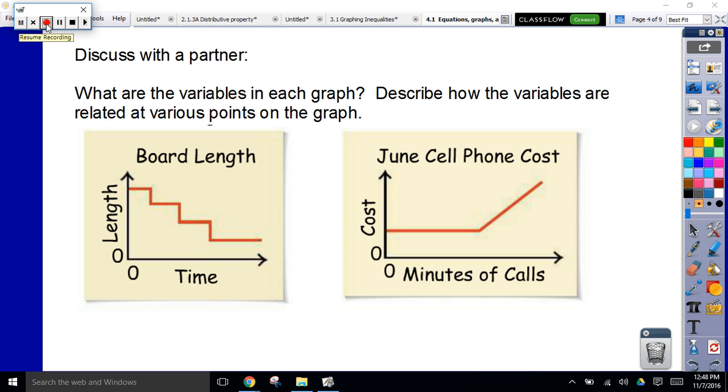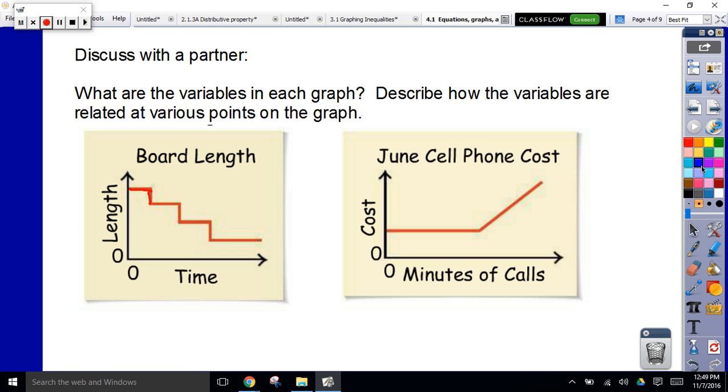Garrett, tell me what you think is going on in the board length graph. The board is getting cut. Okay, which part of the graph shows that the board is getting cut? The horizontal or the vertical? So this part, so the board's getting cut along here. Then what happens here? They take a break. Okay, so it's saying that the length of the board is staying exactly the same for a while, and then all of a sudden the length of the board is dropping. I mixed them up, yeah.